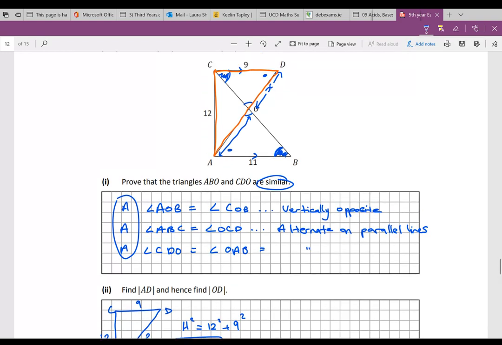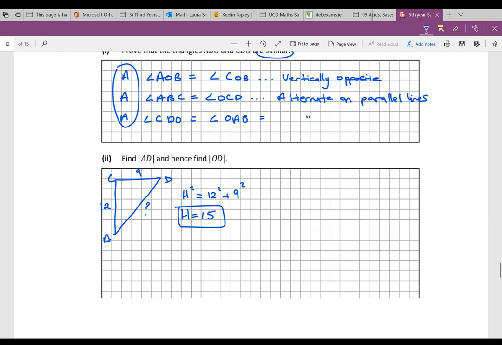And I've got side lengths of 12 and 9. Okay, so it should have been relatively easy to find that AD, in this case, is equal to 15. It then obviously wants you to use that 15 to find OD.